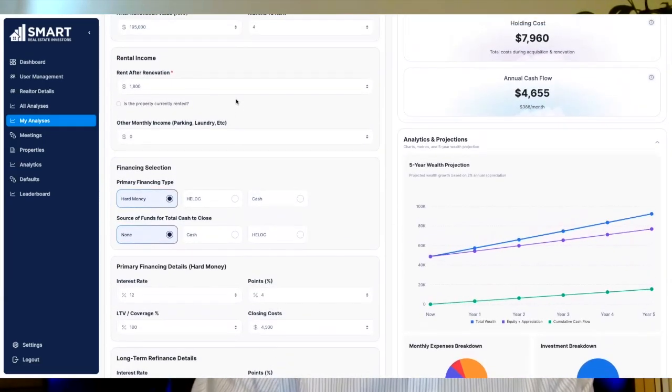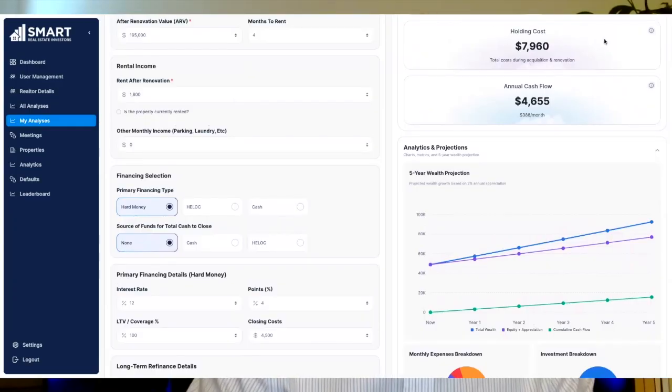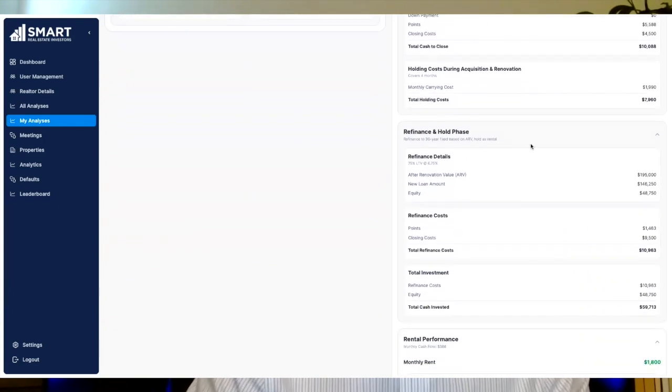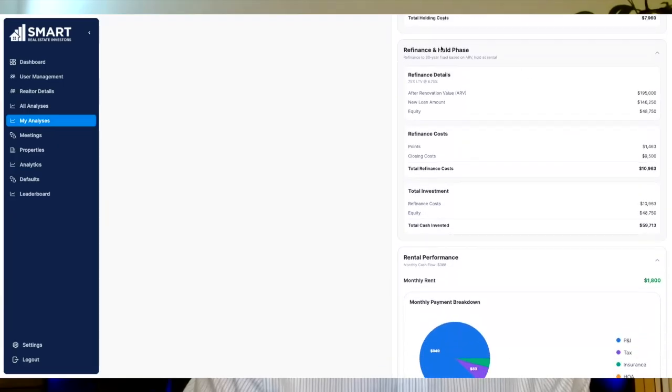The first number is holding costs. Before we think about how much money this property could make, we need to understand what it will cost to own it in the renovation phase and tenant occupancy phase if we choose to hold it. Then Smart REI calculates the financial pressure created by the property before that property ever creates financial opportunity.